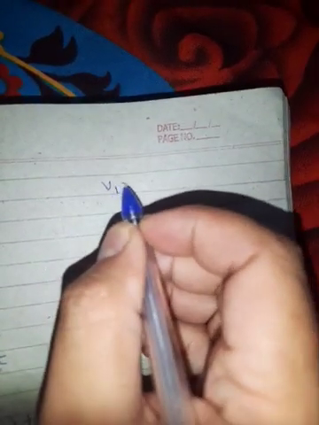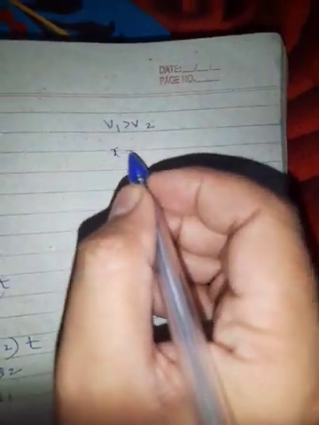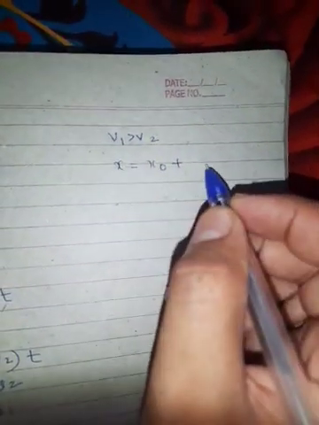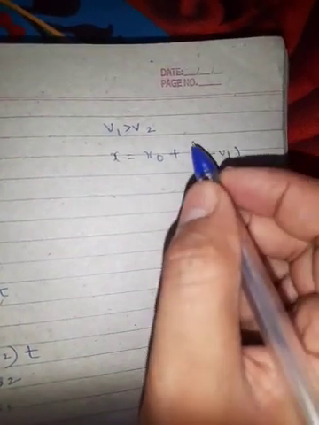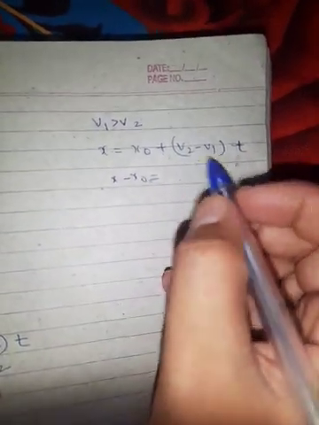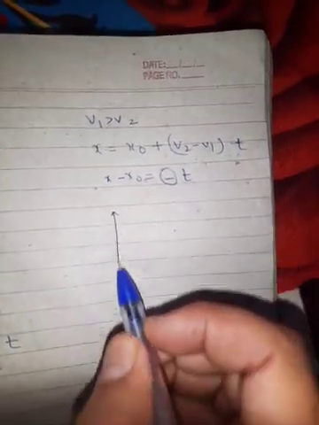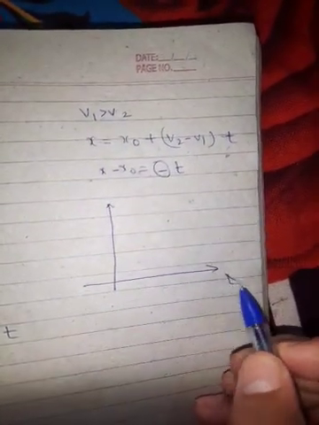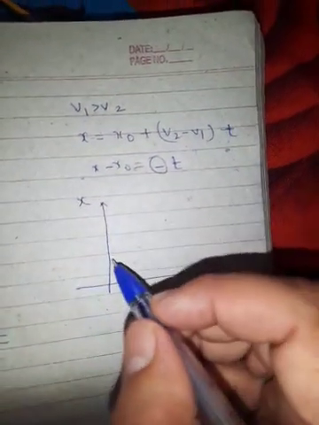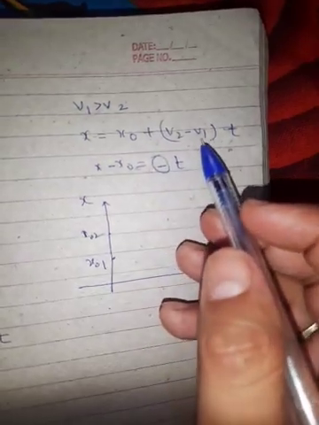Okay students, third case. If v1 is greater than v2, then we can write the equation x equals x naught plus (v2 minus v1) into t. Clear? Take this term to this side: x minus x naught equals this. If v1 is greater than v2, we will get a negative result. Negative result means when we draw a graph between them, this is our time period, this is our displacement, this is our object A, that is x01, x02. And I am saying here v1 is greater than v2.